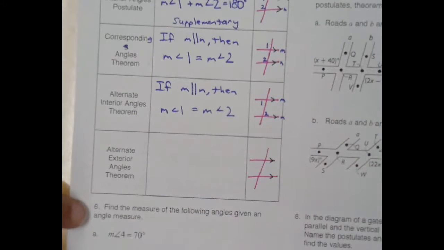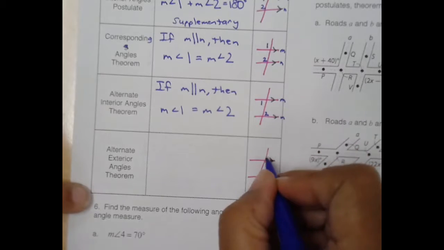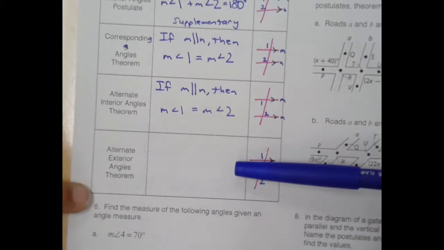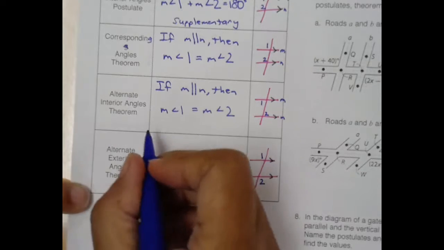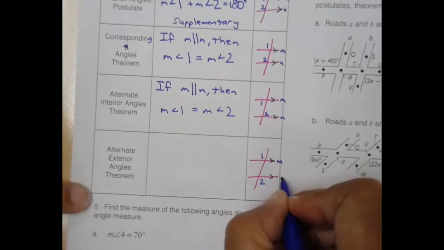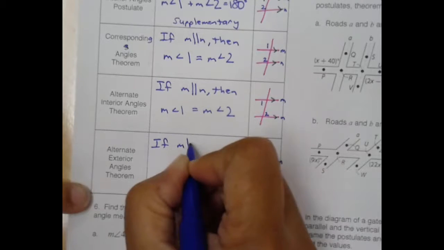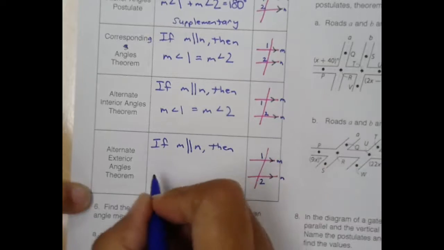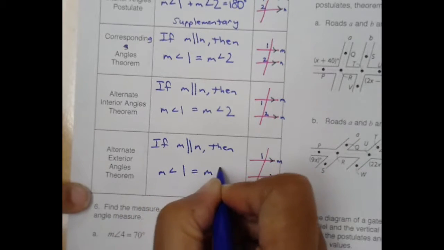Okay. For this case, I'm going to go ahead and use my alternate exterior angles as, let's say, this one and this one. They're on the outside, not in between, and they're on alternate sides of this transversal. One's on the left, one's on the right. So let's name this M and N. So if the line M is parallel to line N, then what's special about these angles? They are also equal. Measurement of angle 1 equals the measurement of angle 2.